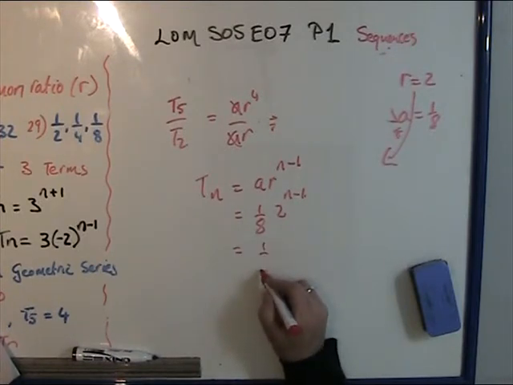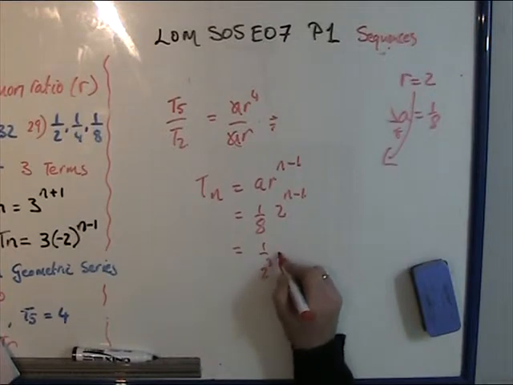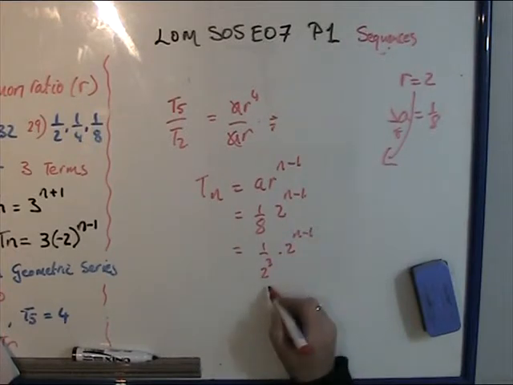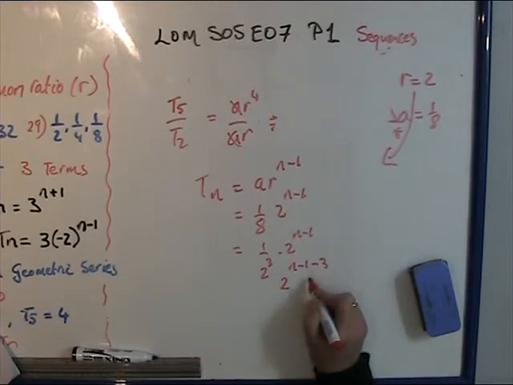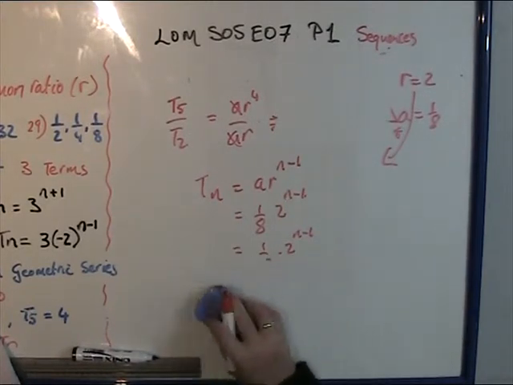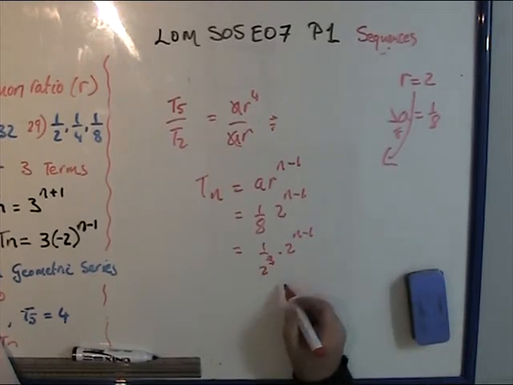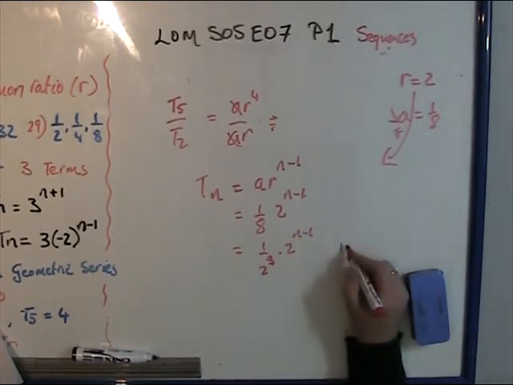1 over 8 is the same as 2 to the power of 3 times 2 to the power of n minus 1. I can bring that up and it becomes 2 to the power of n minus 1 minus 3. Do you see that now? I'll do that again. That's 2 to the power of 3. I brought the 2 up and it's an indice rule.